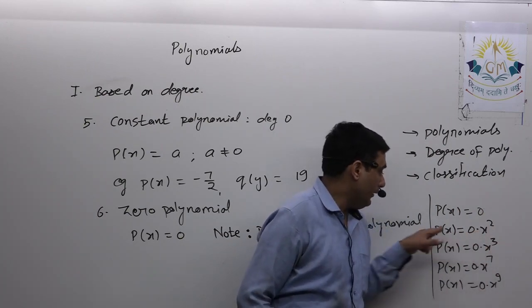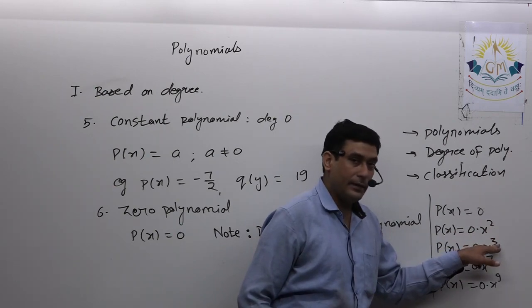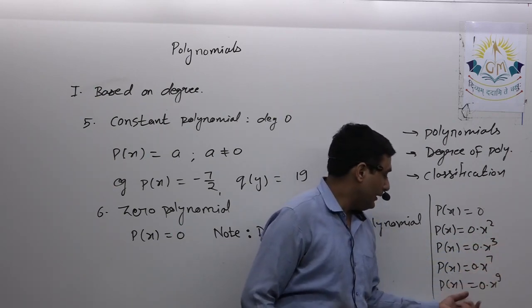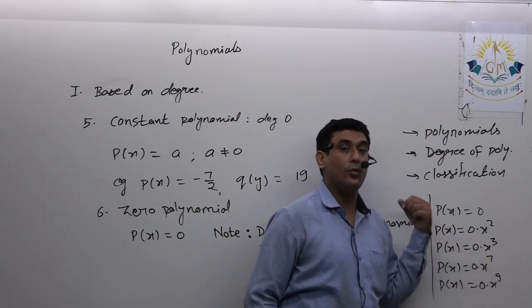Okay, so if I see this, here it says degree is 2. Here it says degree is 3. Here it says degree is 7. Degree is 9. Even though I can write it 0 into x raised to 99, 0 into x raised to 1000.